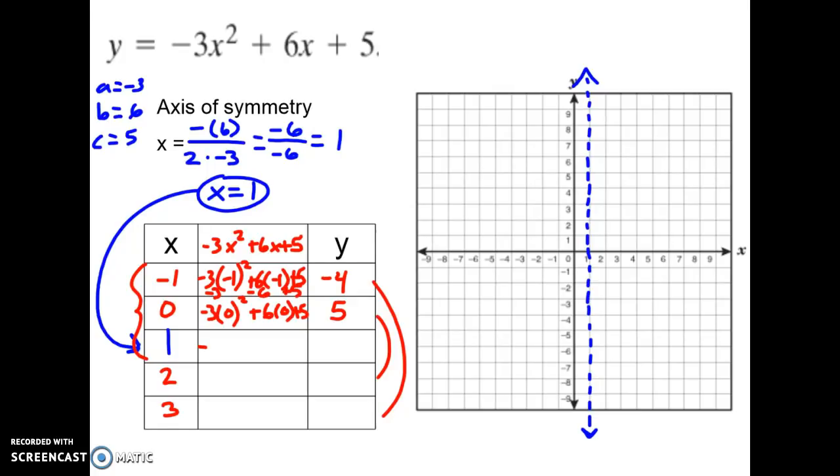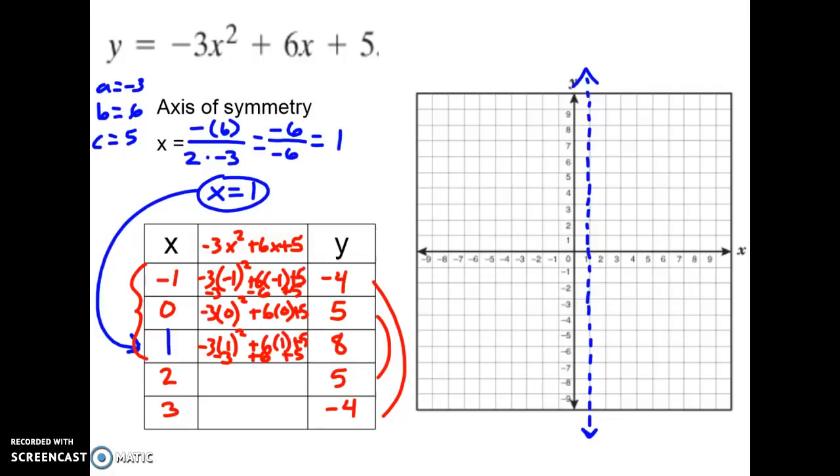And then finally we have negative 3 times 1 squared plus 6 times 1 plus 5. So 1 squared, it'd be 1. 1 times negative 3, this would be a negative 3. 6 times 1 is 6, so this would be plus 6 plus 5. So I would say negative 3 plus 6, that would be a positive 3, plus 5, this would be 8. And then we can reflect those down. We get a 5 and negative 4. So we just need to plot those points, and then we'll have our parabola.